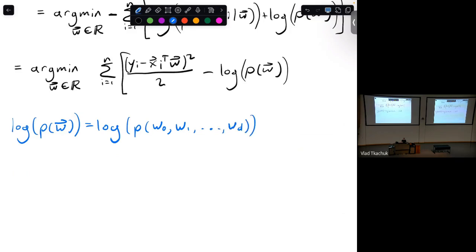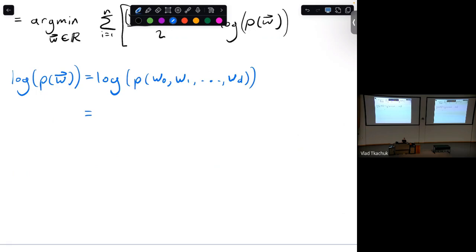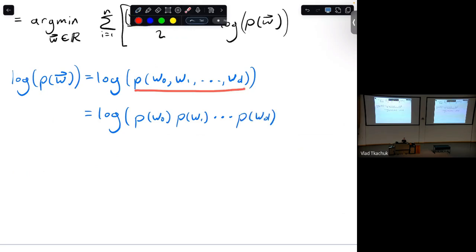And really what I want to say is, this would be really nice if this thing was not this giant joint thing, which I don't know what it is, but if it was just equal to P of, let's say, W naught times P of W1, all product up to P of WD. And when can you do this? You can do this when things are independent of each other, right? Independence allows you to write this product. And if they're identically distributed, these P's are all the same.